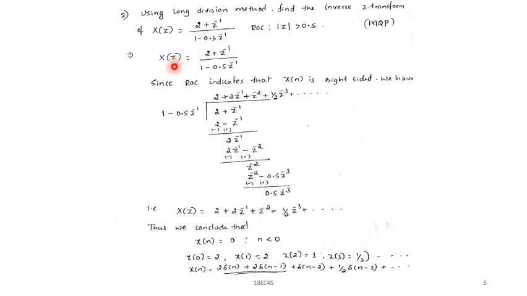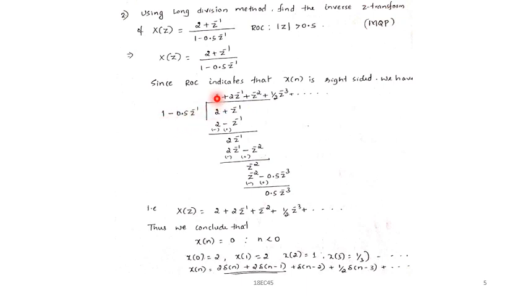So I'll write here x of z is equal to 2 plus z inverse divided by 1 minus 0.5 z inverse. And here you can note down the ROC. The ROC indicates that x of n is a right sided sequence, because the given ROC is mod z greater than 0.5. So I'll divide the numerator by the denominator, and I'll write the numerator and denominator as they are. This is my divisor, this is my dividend, that is the numerator 2 plus z inverse divided by 1 minus 0.5 z inverse.